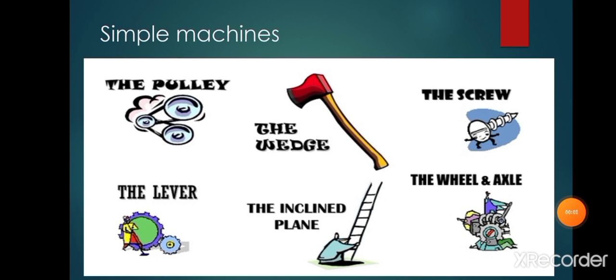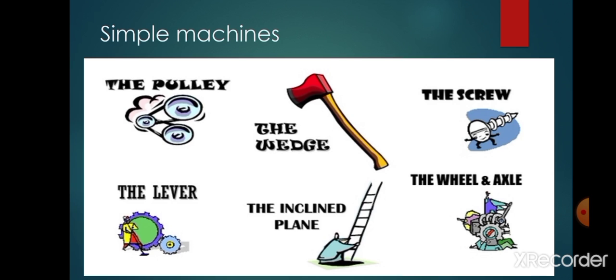Our next topic is simple machines. Now, what are machines? Machines are tools which are used to make our work easy. They help us to do our work fast. They help us to do work with less effort. That is, when we use machines, our work can be done fast, and with less effort.